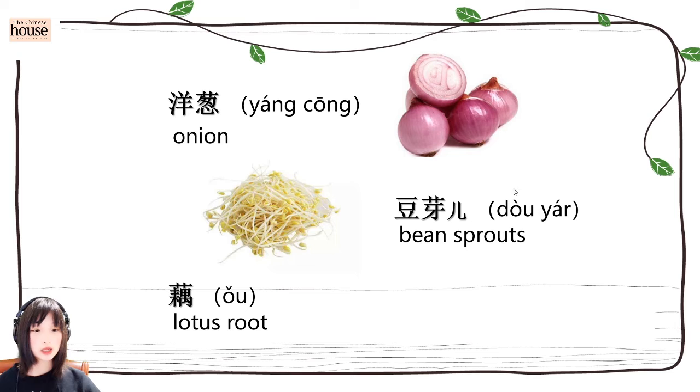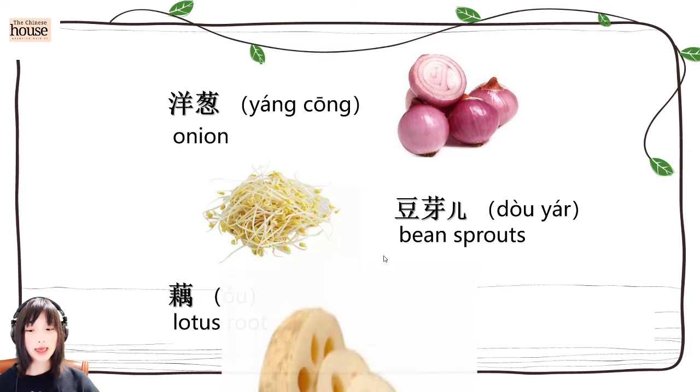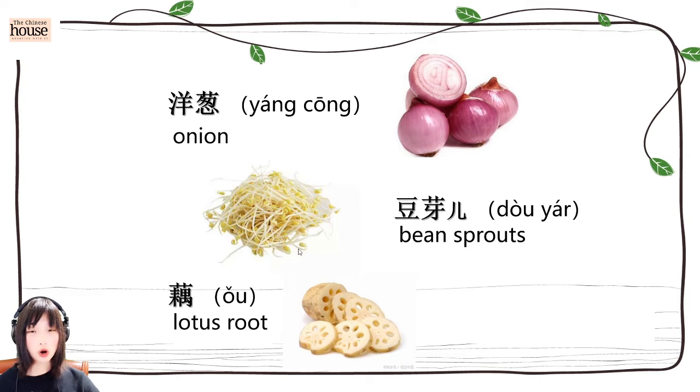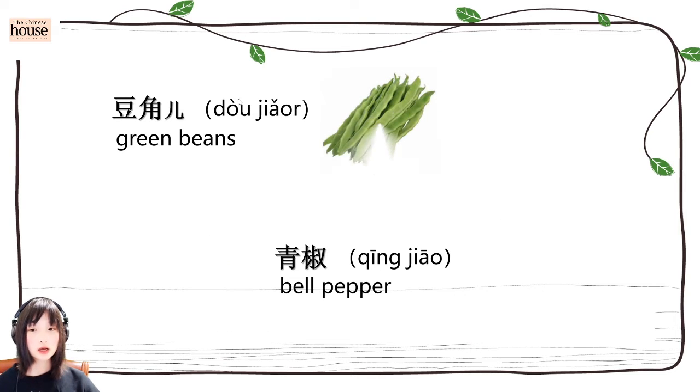Bean sprouts, 豆芽. You can omit the R, or you can have it, both okay. And lotus roots, 藕. Third tone. Green beans, 豆角. And you can pronounce the R or not, both okay. 豆角.